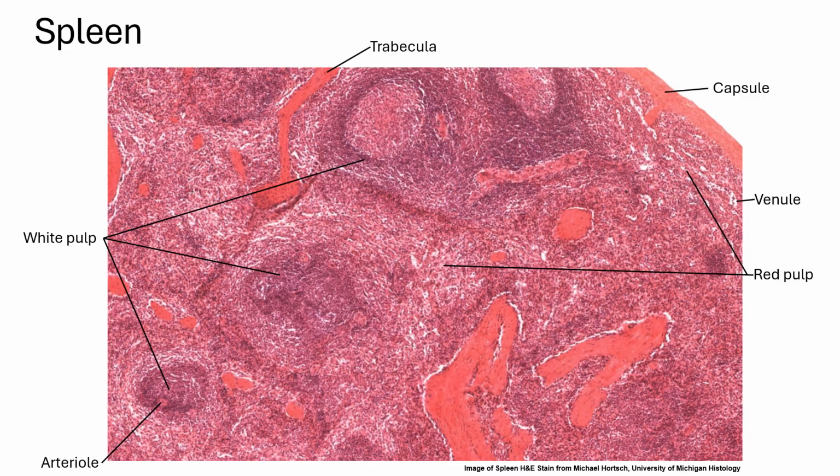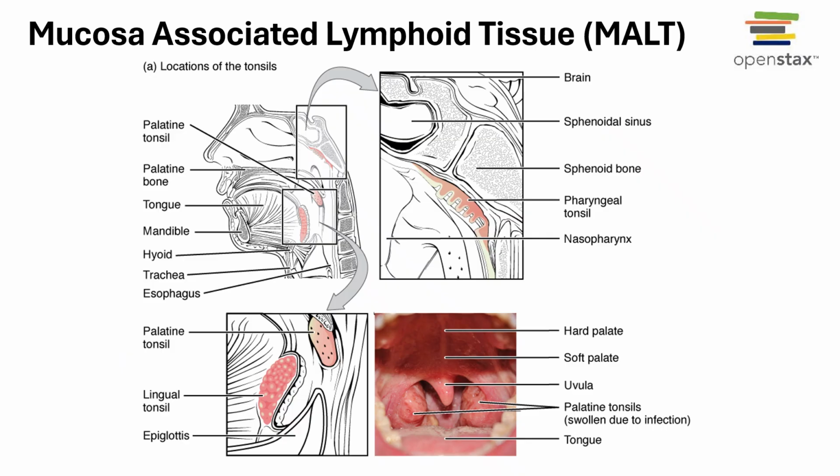MALT is mucosa-associated lymphoid tissue found in mucous membranes. It filters mucus to protect areas exposed to the external environment. The largest examples are the tonsils that form a protective ring around the pharynx.